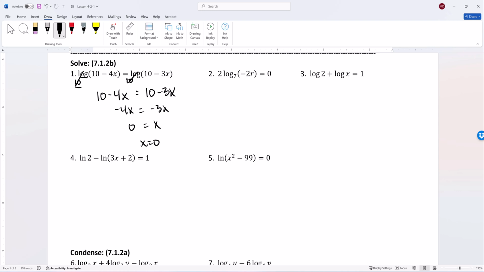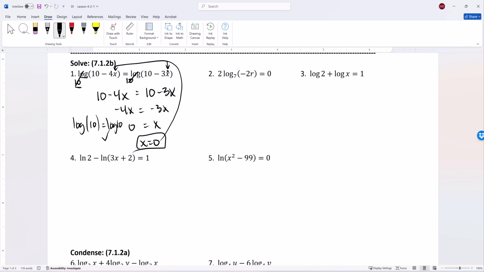Now, you have to check for extraneous solutions, so you have to plug this back in. And so you're going to get log of 10 minus 4 times 0, which is 0, so 10 log 10. 10 minus 3 times 0, so that's 10 minus 0. So those equal each other, so then I can say that that's a solution.